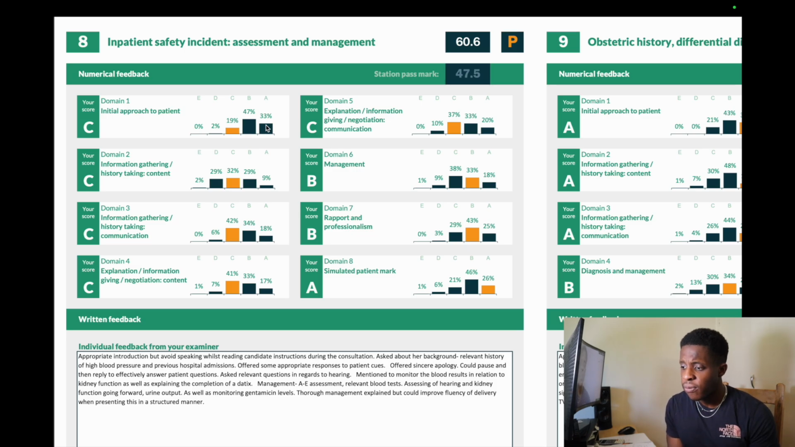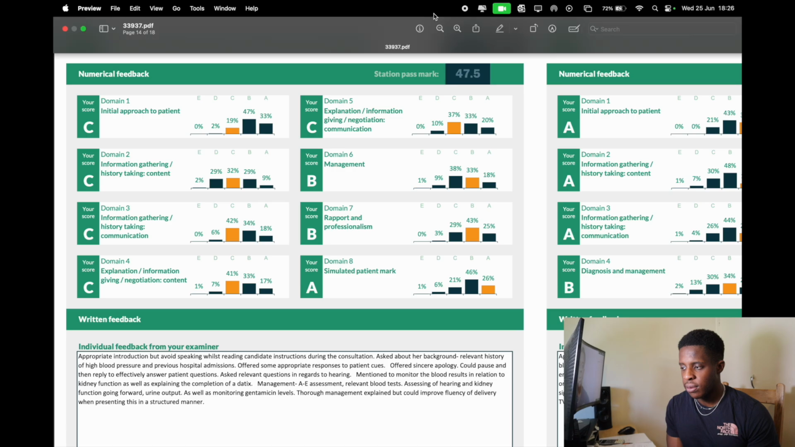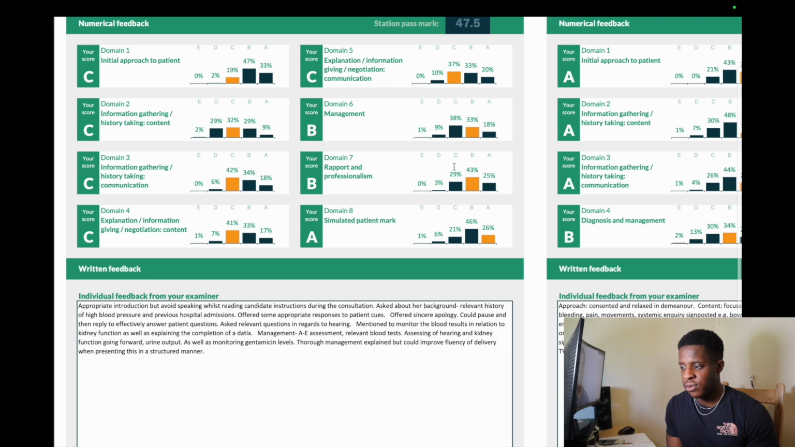Yeah. So okay, definitely not the best, but we can see where we went wrong. Again, a lot of the same things are repeated. Since I passed this one, you can pause here to read through the feedback for the year. Okay. Obstetrics history, differential diagnosis, management.